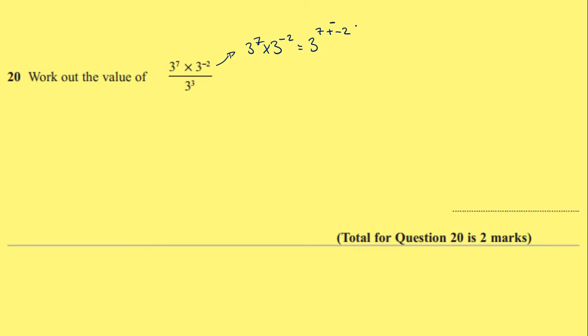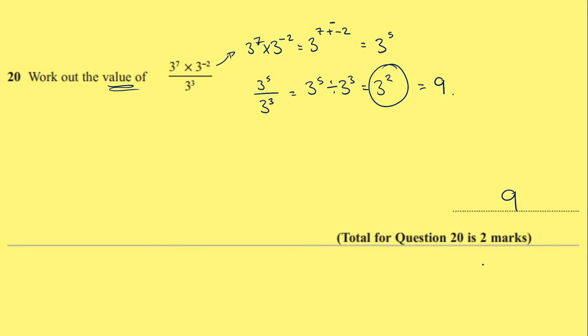Now plus and minus 2 would be a minus, so you'll get 3 to the power of 5. 7 take away 2 is 5. Now that means that this question is 3 to the power of 5 divided by 3 to the power of 3. When you've got the same base number and you're doing division, you can subtract the powers. 5 take away 3 is 2. There's our answer, 3 squared, but that's not the value. The actual final answer, 3 squared, is 9. Okay? It's called index laws.